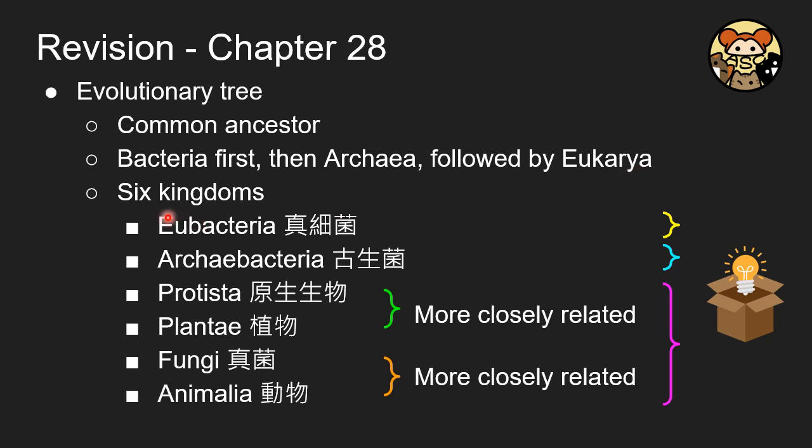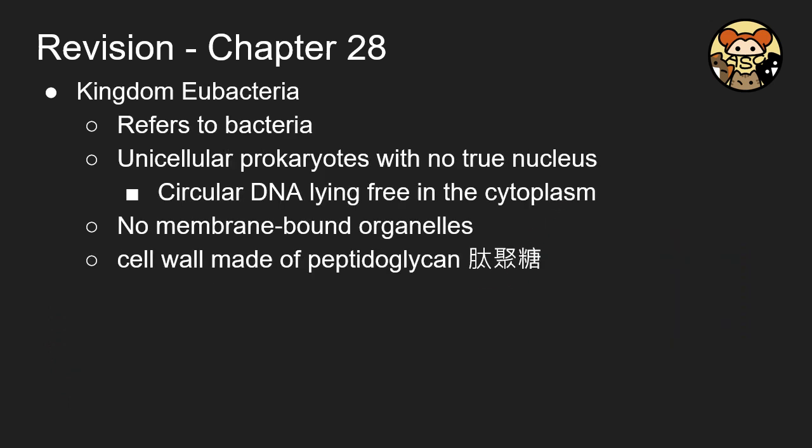And there are a total of 6 kingdoms. Bacteria is one group, and then Archaebacteria is another group. The Protista and the Plantae are more closely related to each other. The fungi and humans and animals are more closely related to each other. However, for these 4, we are relatively close to each other because we are all eukarya.